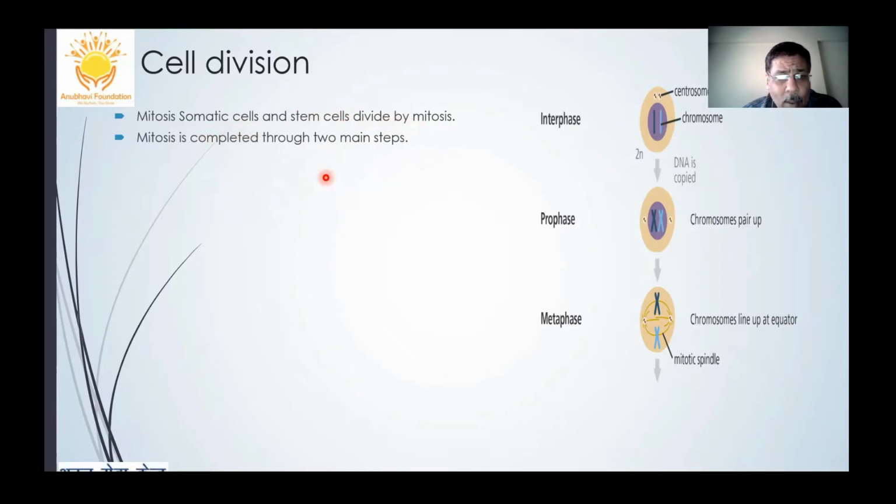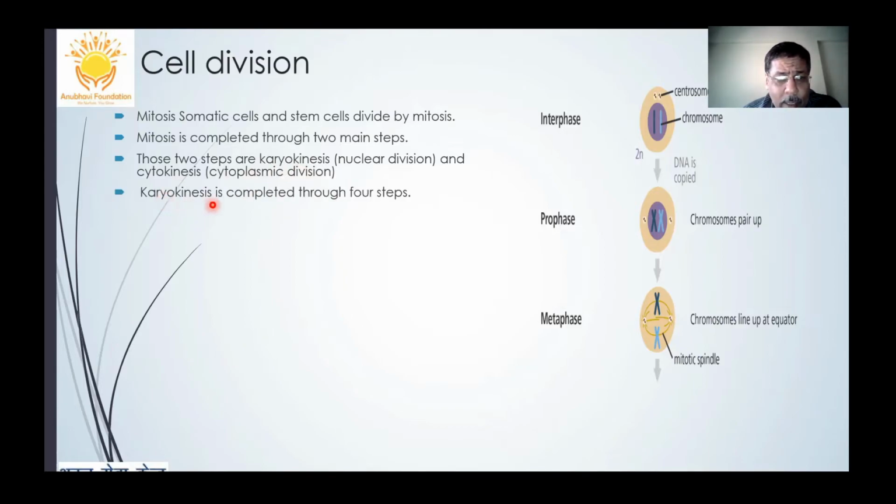So mitosis is completed mainly in two steps. What are the two main steps of the mitosis? First is nuclear division, that is karyokinesis, and the other is cytokinesis or the cytoplasmic division. Karyokinesis is completed through four main steps, that is prophase, metaphase, anaphase, and telophase.